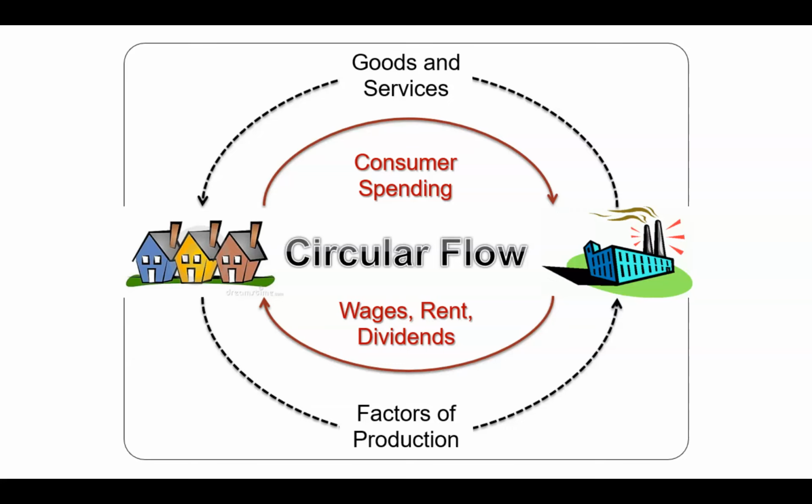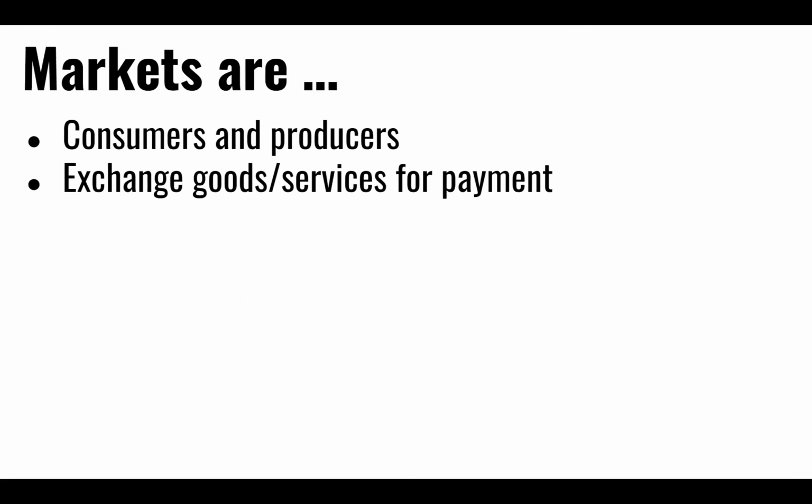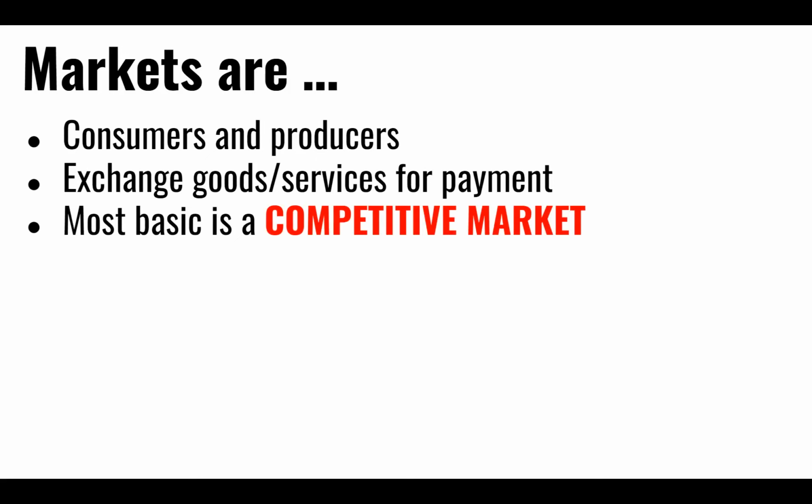Now, that goods and services market is the one that we're going to look at first, and we're going to find that it can take one of four different shapes or characteristics. We're going to talk about competitive markets, monopolies, oligopolies, and monopolistic competition. So markets are consumers and producers where there is an exchange of goods and services for payment. The most basic one is the competitive market, which is what we're going to look at right now in terms of both supply and demand.